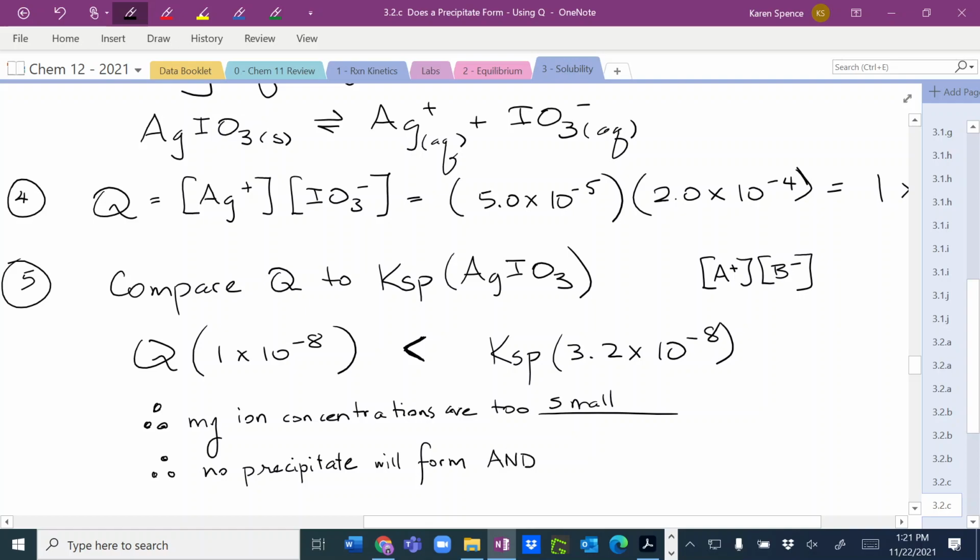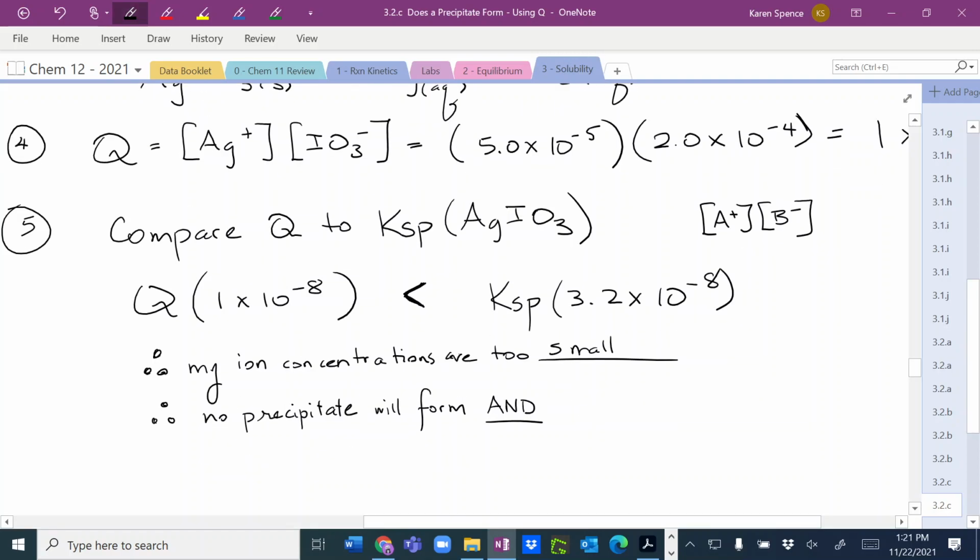And I know the question didn't ask this, but this is another thing you could be asked in a question like this. Is this a saturated or an unsaturated solution? Is it saturated or is it unsaturated? Yes, it is unsaturated. We do not have enough ions to fill it up, so there will be no precipitate.